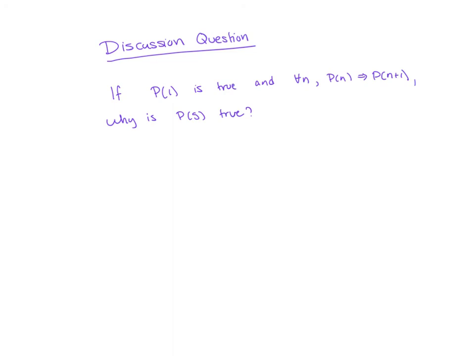We'll finish this video with the discussion question. So if P of 1 is true, and for all n, P of n implies P of n plus 1, right? So that's what we prove in an inductive proof. Given that, why is it true that P of 5, for example, is true? So really think through how this induction works.